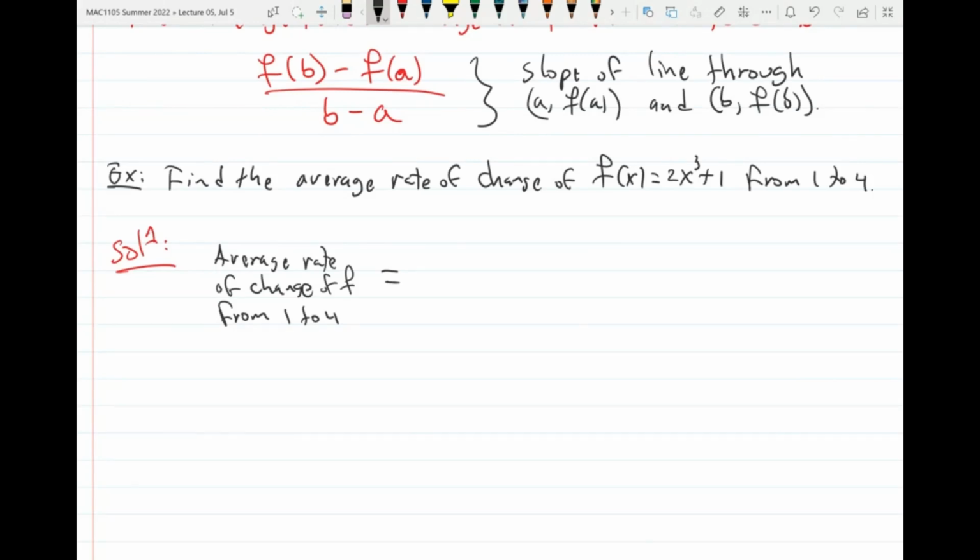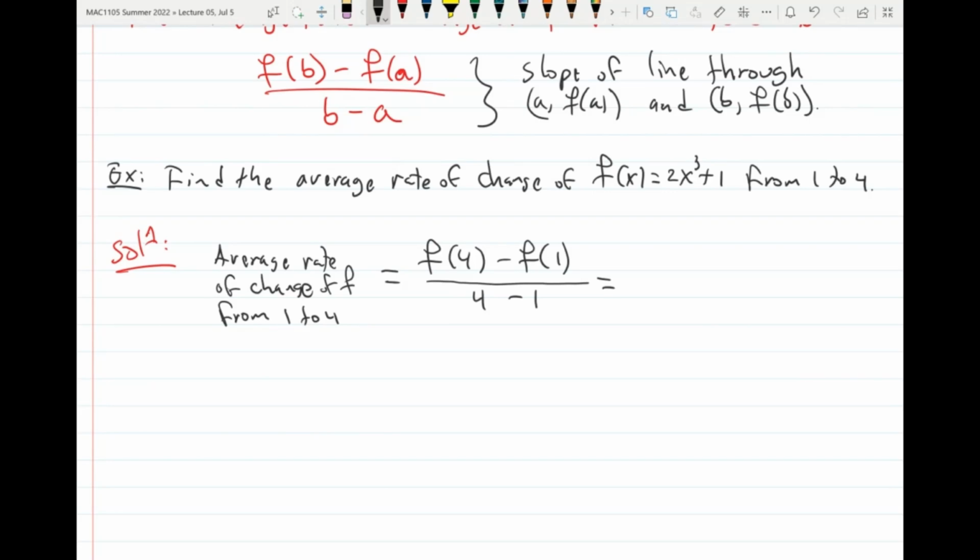What should I write? So f of 4 minus f of 1 over 4 minus 1. Does everybody understand this? Now you just compute this. Now remember, this means go to the function and plug in 4, not to the y. This means go to the function and plug in 1.